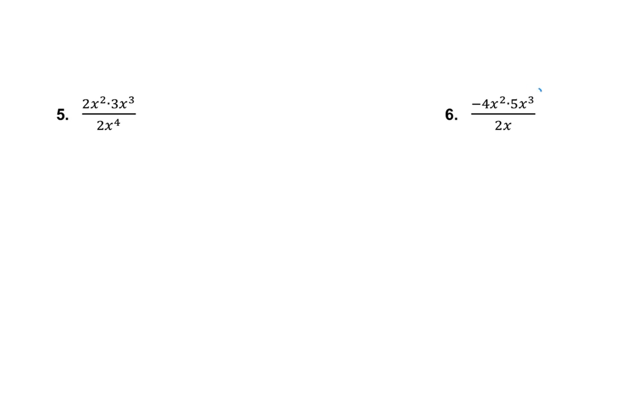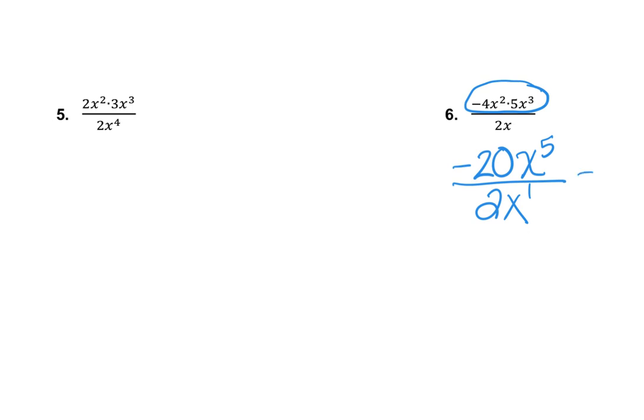So we're going to simplify everything on the top right here, and you're going to do negative 4 times 5 and multiply those just like you always have. And then you're going to add these exponents together, giving you x to the 5th. And now I'm just going to write this all over 2x, and I'm going to put a 1 right there.